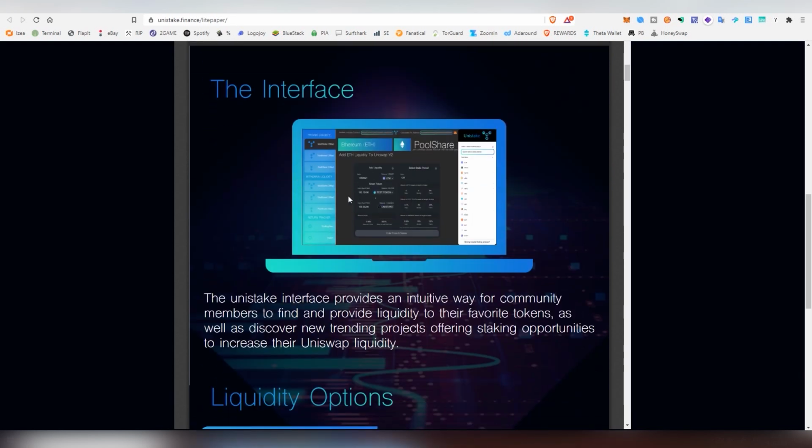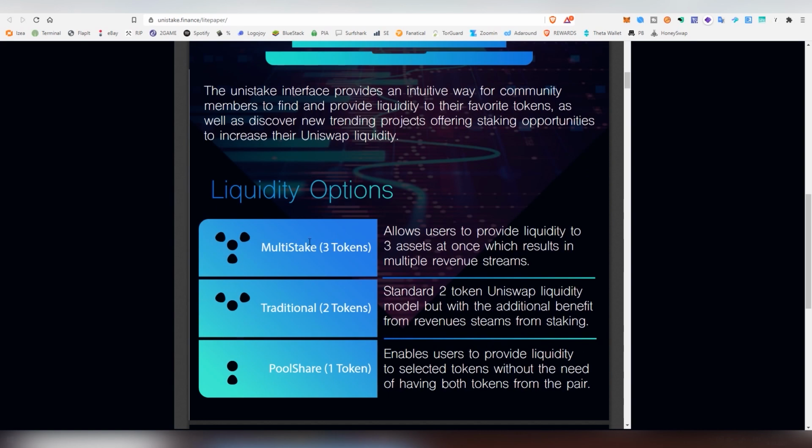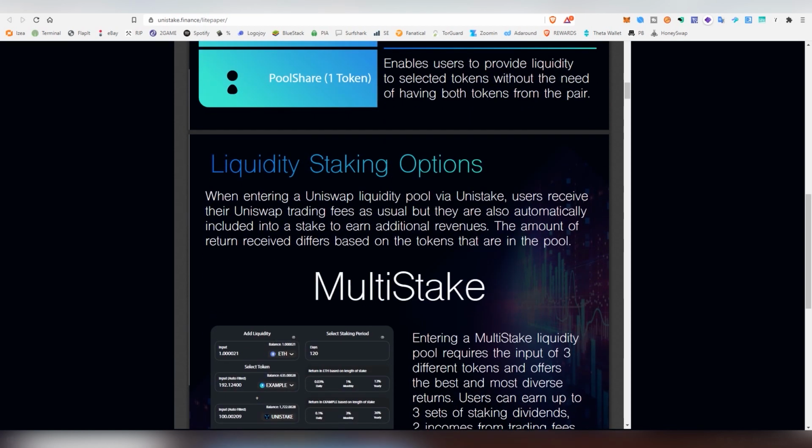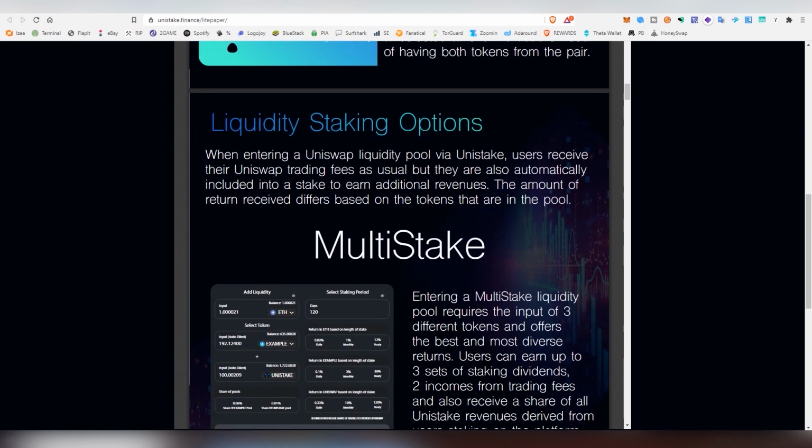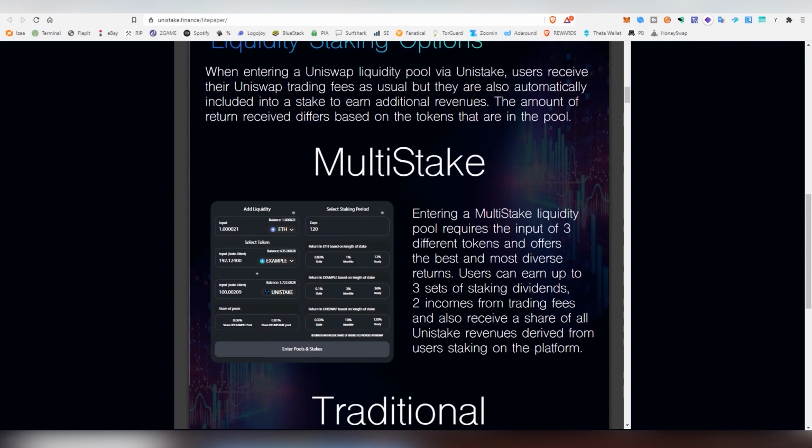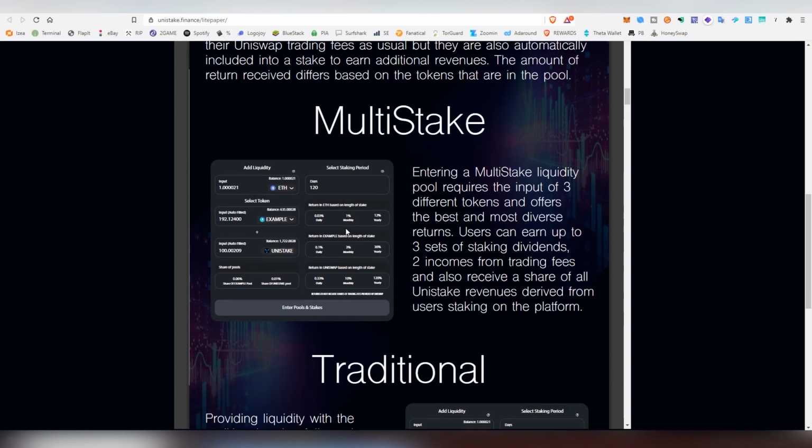And here's a picture of the interface. We're going to be looking at that in a second as well. And here are the liquidity options we talked about: the multi-stake, the traditional, which we see with 2 tokens, and pool share with 1 token, which is something that Balancer, for example, uses. I'm a big fan of the 1 token model, but when I'm using Unistake, I think I'm going to go with the 3 token model. And here it goes into the liquidity staking options, with a screenshot of the multi-stake interface.